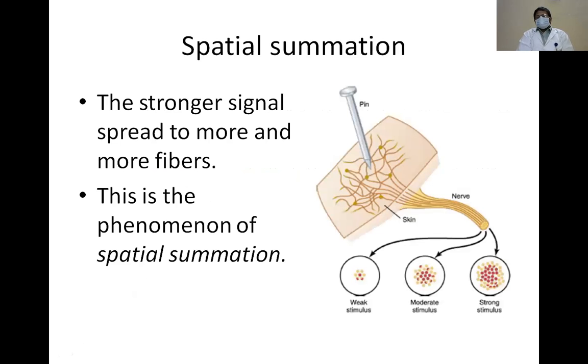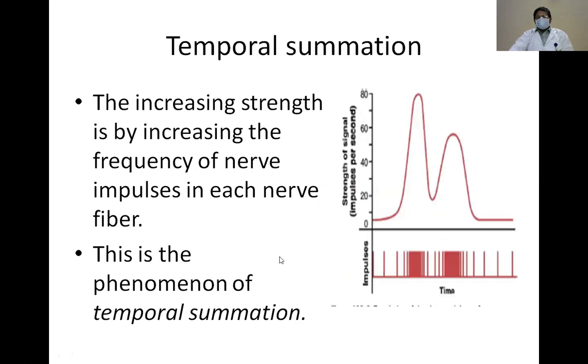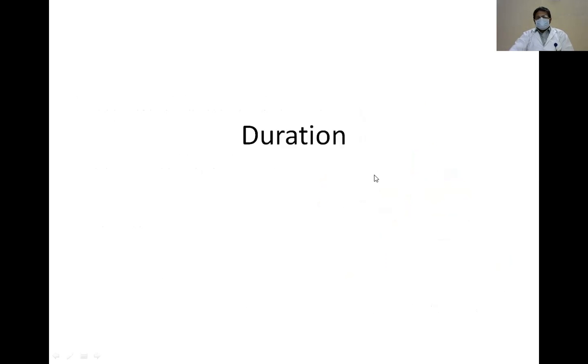In spatial summation, as the signal gets stronger, a greater number of fibers are activated. With a weak stimulus, a moderate stimulus, and a strong stimulus, there will be more fibers activated. In temporal summation, there is an increase in the frequency of the nerve impulse by increasing the number of action potentials. This is temporal summation.